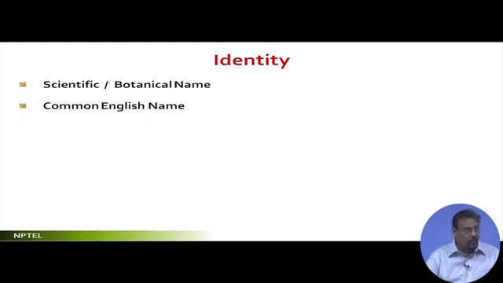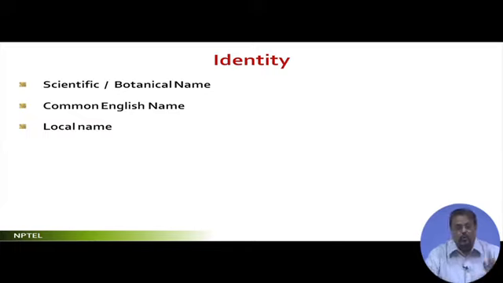Other than that, we have the local name. Local name is very risky for prescription purposes, because local names are generated by local dialects. The same tree may be named differently in the same state, in different districts, in different regions, guided by the dialectical differences.